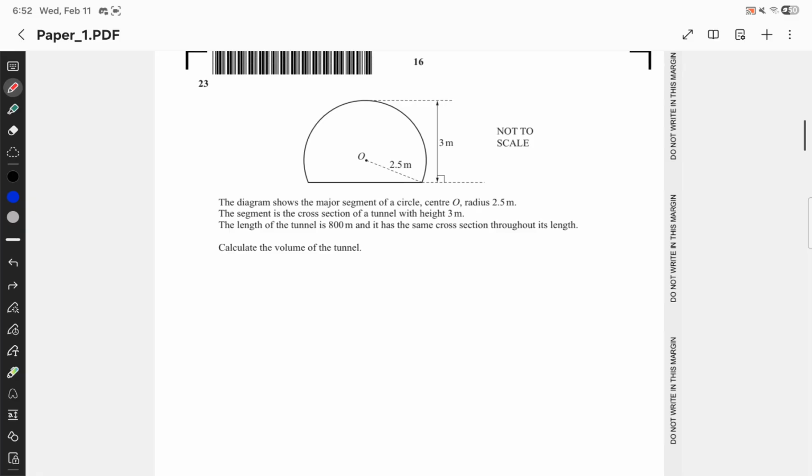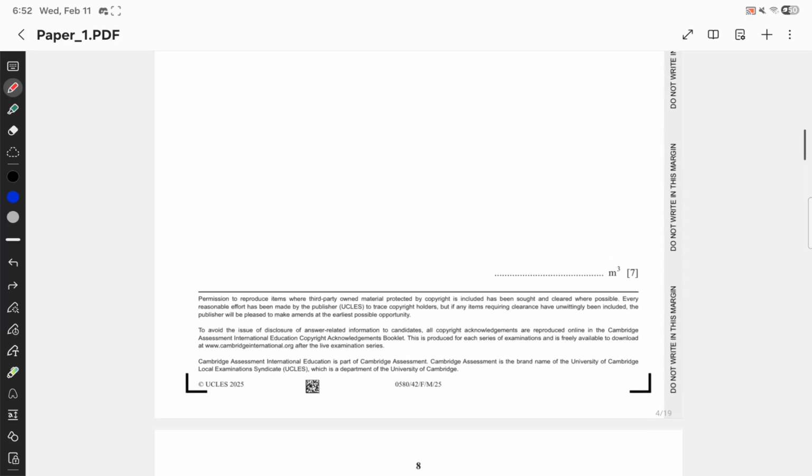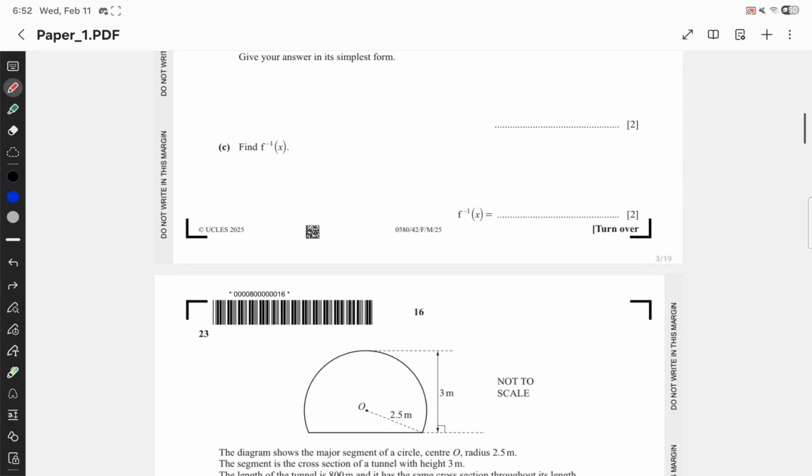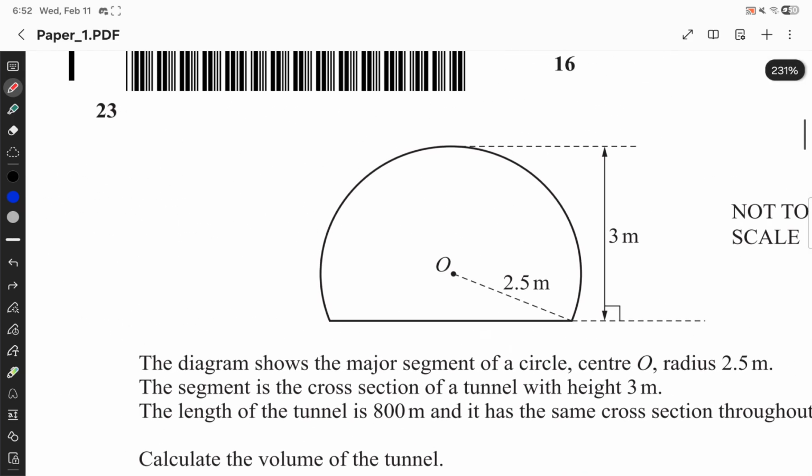Okay, next is question number 23 from February March 2025 paper. Yes, this is the same damn paper. Okay, let's go.